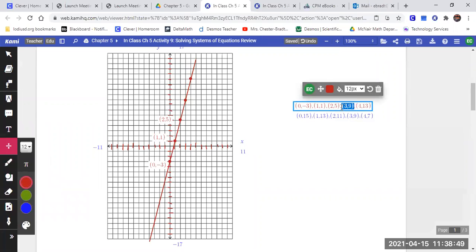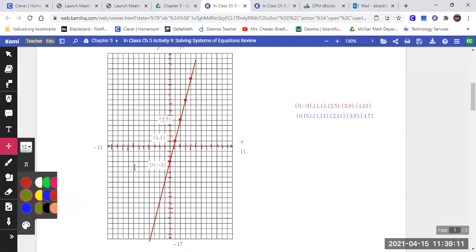Now, what did we say 3, 9 was? What's 3, 9 actually? What did we say the location 3, 9 was? Up above. 3, 9 stood for what? The point of intersection, the solution.